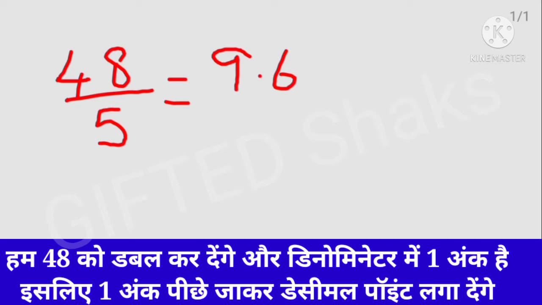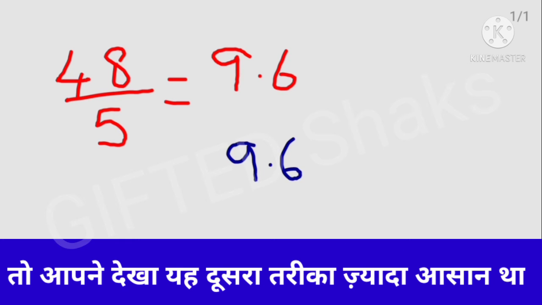Now I can do this an even easier way. I'll just double this 48. I know double of 48 is 96, and I put a decimal. Instantly I have done this. I think this is definitely simpler than the other way. Both are right, but this is simpler and better.